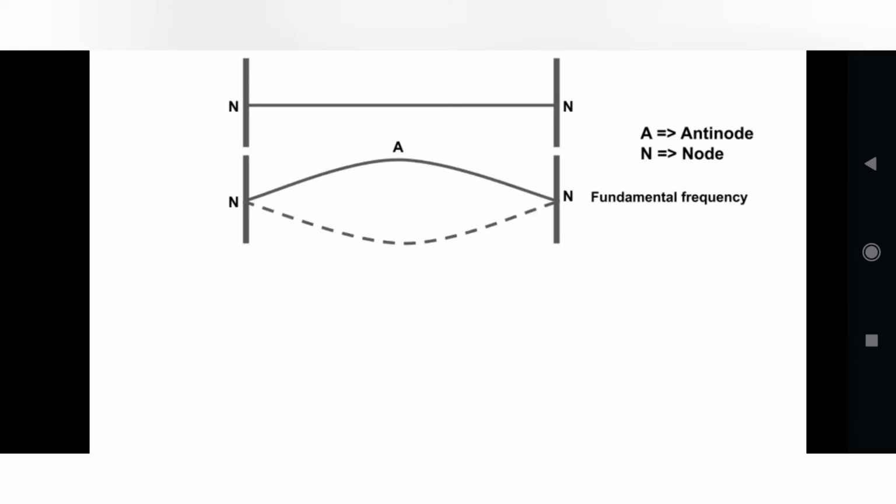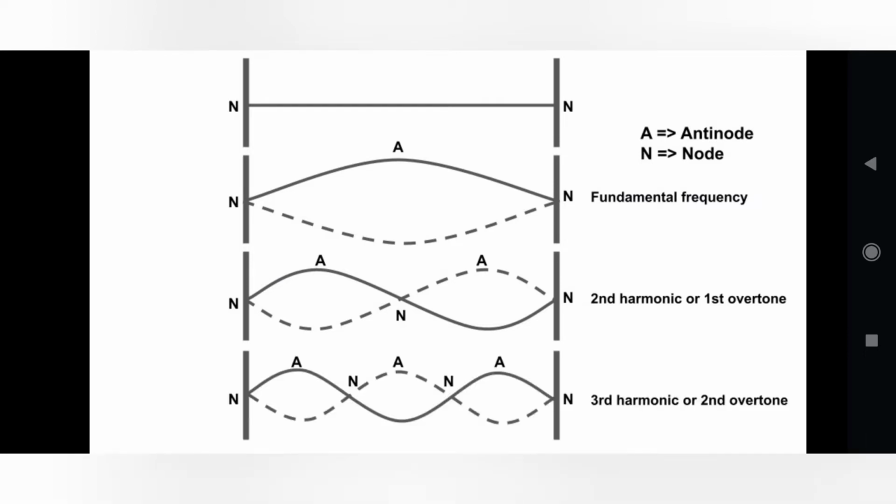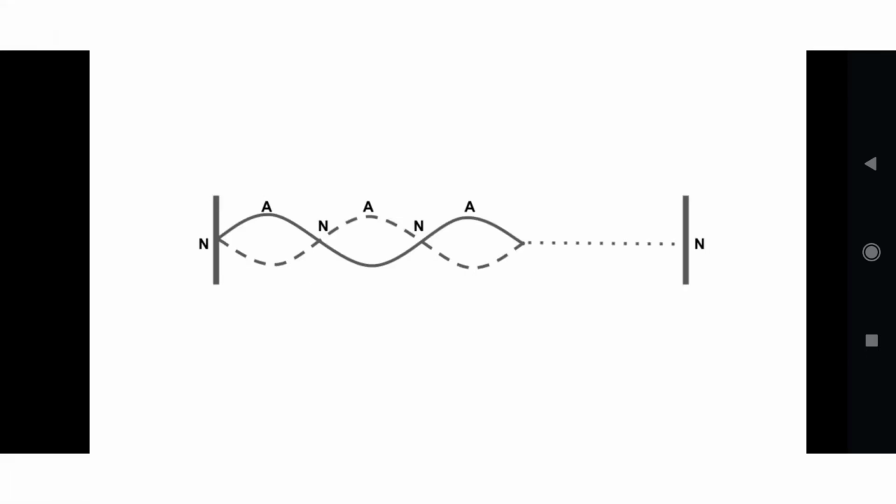Now this can be one possibility. This is known as the fundamental frequency. This is the second possibility. This is known as the second harmonic or first overtone. This is one more possibility. This is known as the third harmonic or second overtone, and so on. There can be n number of harmonics.